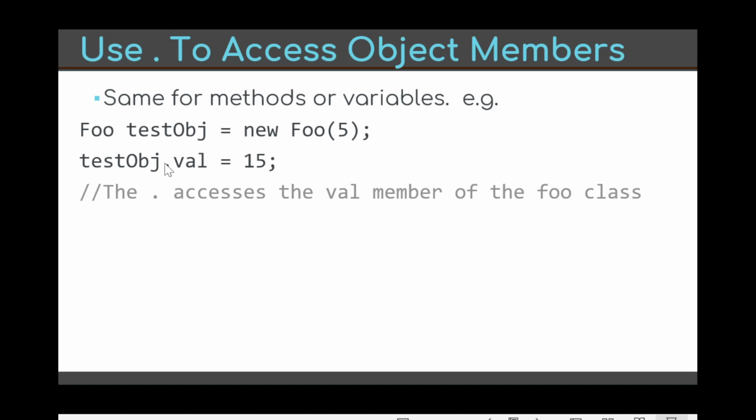We can change its value by doing test object dot value equals 15. So the dot accesses the val member of the foo class. And members are simply variables that we associate with that class. Member variables.